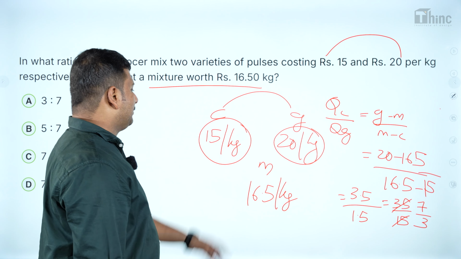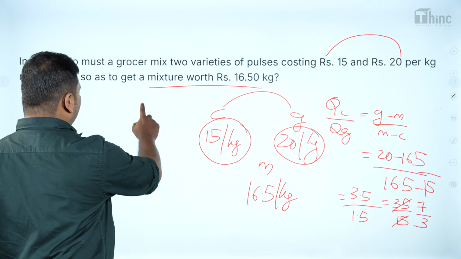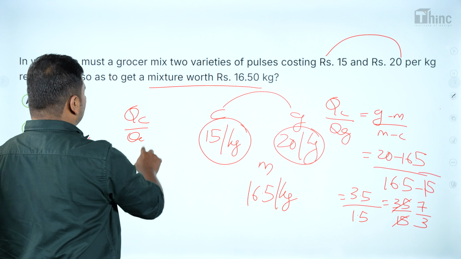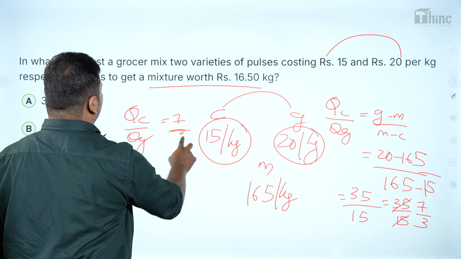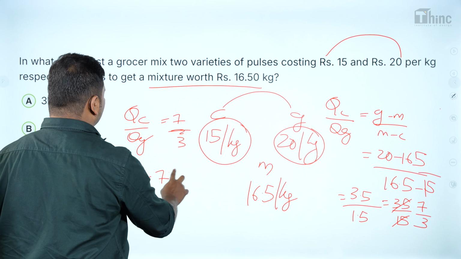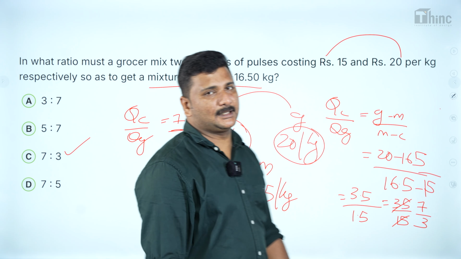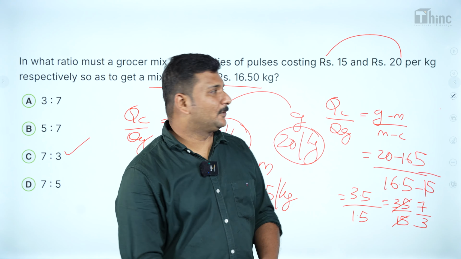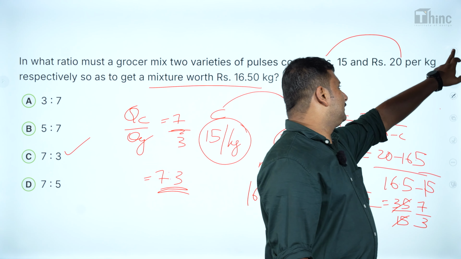So that is G minus M by M minus C. So when we do it, we will get 7 by 3. So QC by QG equals 7 by 3, or QC by QG ratio is nothing but 7:3. So option C will be the correct answer. So I believe this is clear for all of you. Now let's proceed further with the next question.